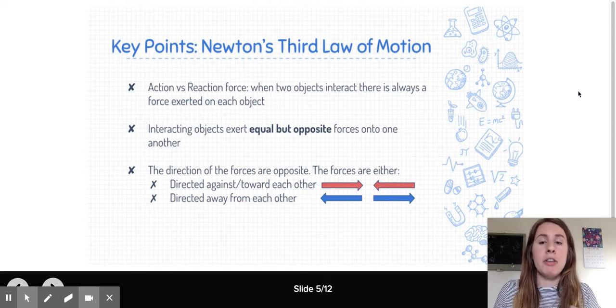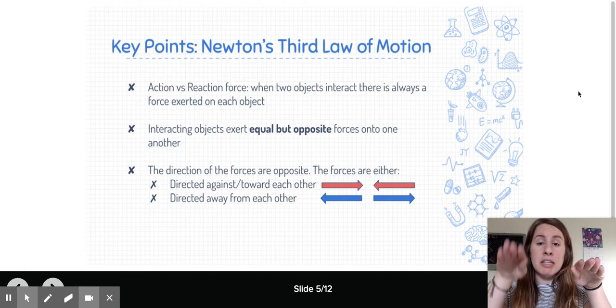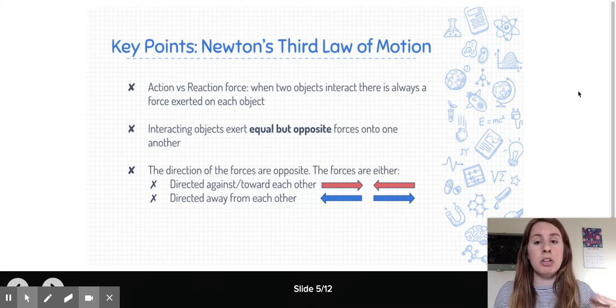Now, to tie that into the second law of motion, if there were two people on one paddleboard and one person on another, then we have double the mass on one board and half the mass on the other. So if we were to push, the one with more mass would not accelerate as much as the one with less mass. So that is a way to understand how Newton's second and third law combine.